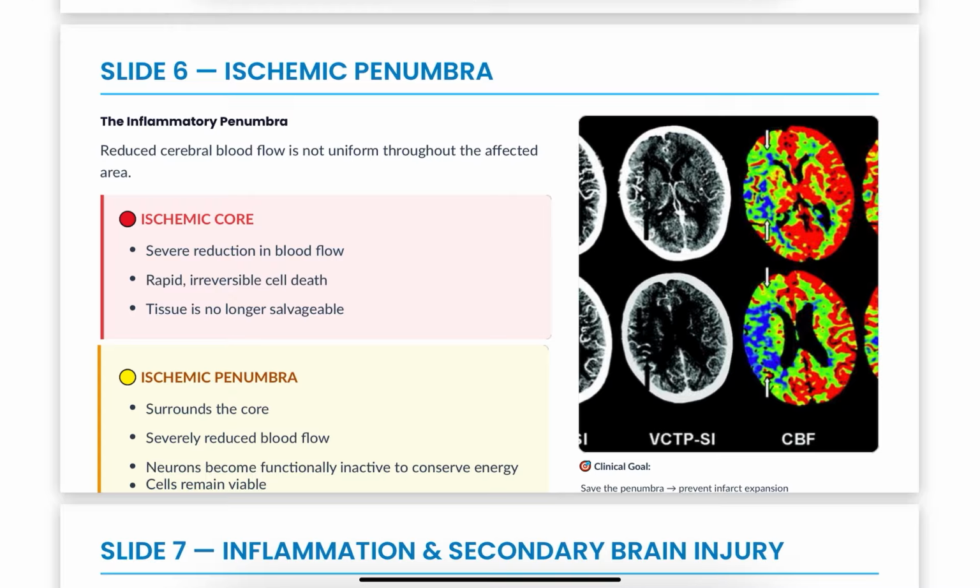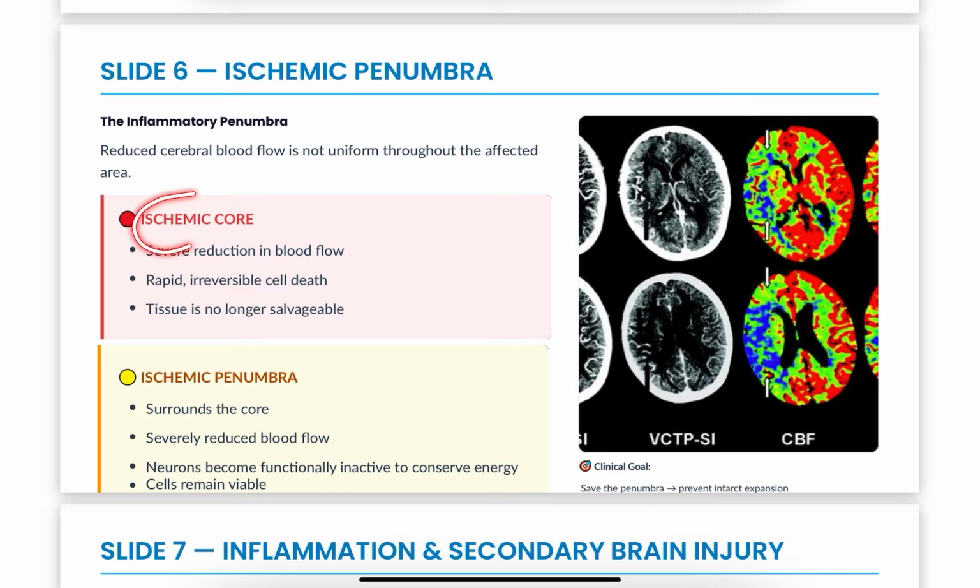The ischemic core here is the center of the injury. The reduction of blood flow is so severe that the cells rapidly undergo irreversible damage and eventually die. Surrounding that core is the penumbra. The blood flow here is also severely reduced, okay? So the neurons cannot function normally. They basically shut down their activity to conserve energy. But the cells are still viable in this case.